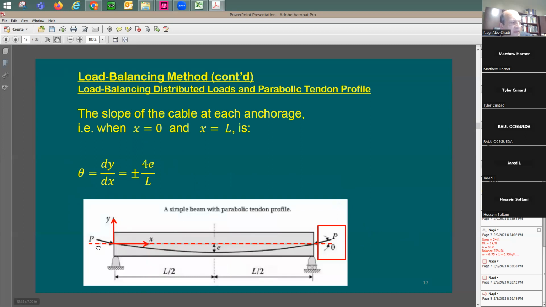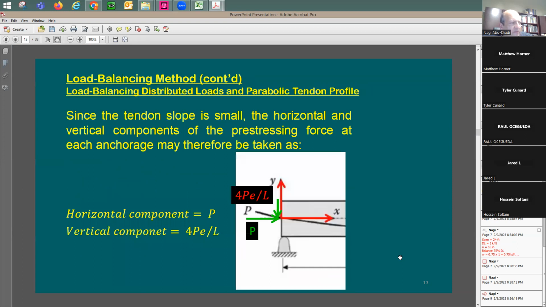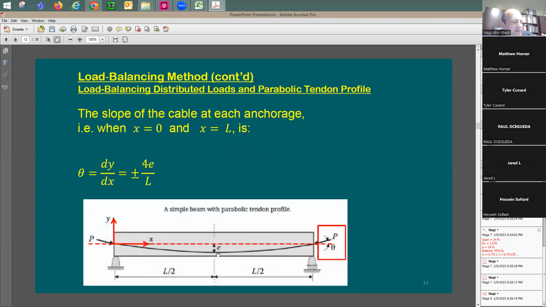What I really care about is how much force is going to be pushing up and down, and which force I need to consider to be effective. So I'm going to come here at the end. I'm going to say, you know what? Here is the component. The vertical component is going to be equal to 4Pe over L. So how did you come up with this? So, okay, this is simple. How much moment do you expect when you have a case like this? Do you expect any moment coming from this drape here?